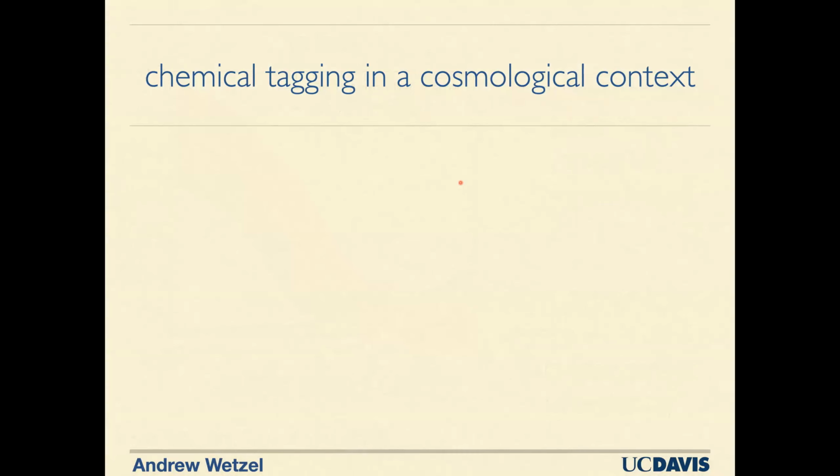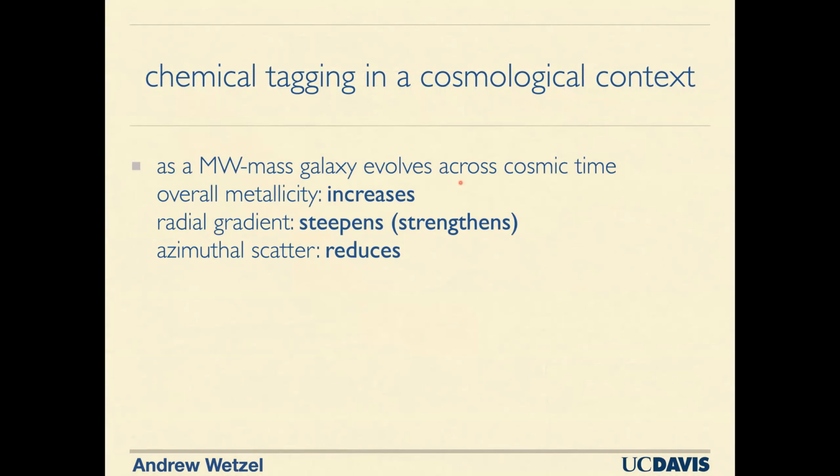Okay, so I'll just summarize this part and then get to my conclusion, since I'm basically out of time here. So a summary of metal enrichment over time and how it feeds into how to even think about approaches to chemical tagging. As the Milky Way galaxy evolves across time, overall metallicity increases, right? That's as everyone expects. The radial gradient steepens.